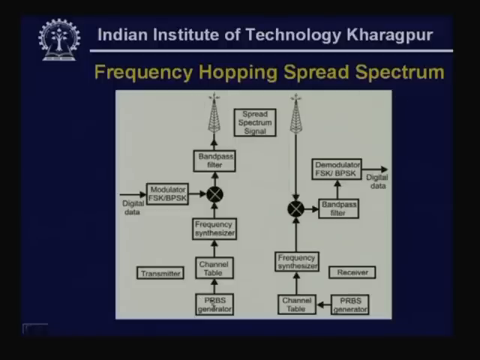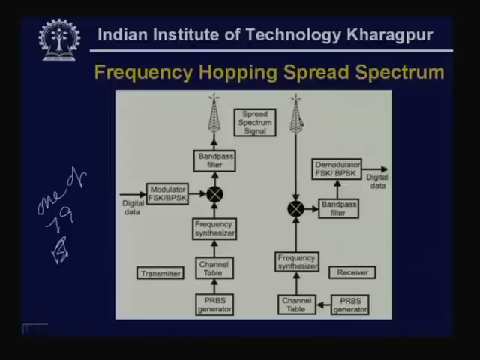As you can see, there is a pseudo random sequence generator which can select one of the 79 frequency channels. So, this pseudo random code will select one of the channels, and with the help of the frequency synthesizer, that carrier frequency is generated. As you can see, the data comes from the modulator, FSK or BPSK, and that is multiplied, passed through a band pass filter, and transmitted. So, here you get the spread spectrum signal.